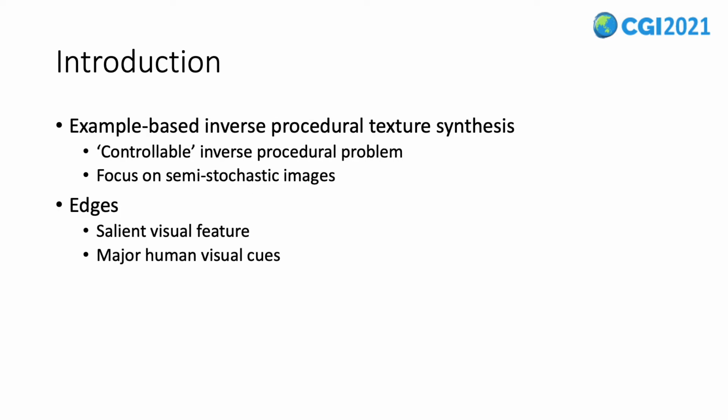We introduce an example-based inverse procedural texture synthesis method that fills the gap between example-based methods and inverse procedural modeling. Our key observation is that example-based texture synthesis can be expressed as a controllable inverse procedural problem, especially for semi-stochastic textures where we cannot clearly define important visual features. We focus on edges that play a major role in human perception. Edges define visually important features in those semi-stochastic textures, and those features can be stored as parameterized procedural building blocks.